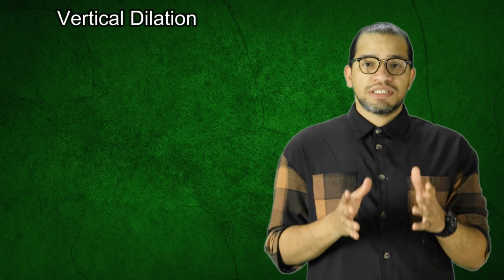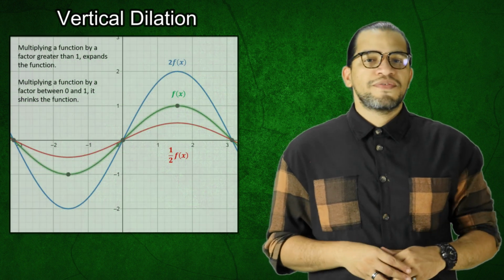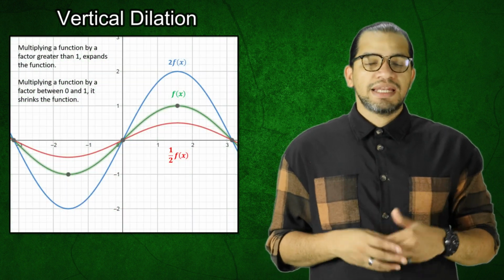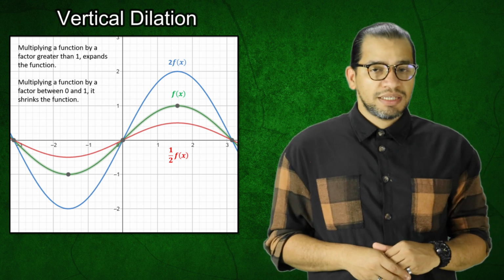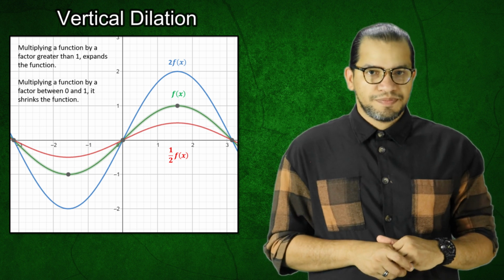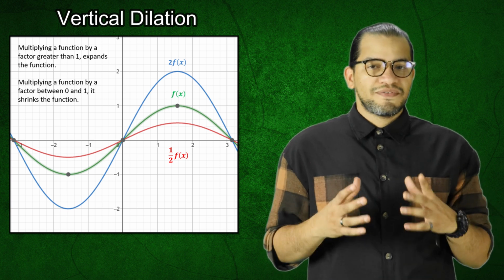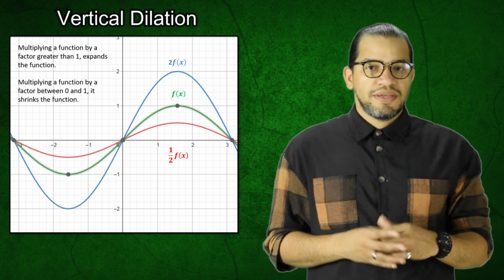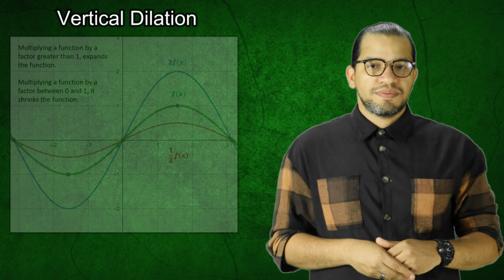Now it is time to consider the concept of dilations, starting with the concept of vertical dilation. Let us consider a function f of x and a real value a. Then the expression a times f of x represents a vertical dilation. Now, if a is greater than 1, then the function expands. If a is between 0 and 1, then the function shrinks.